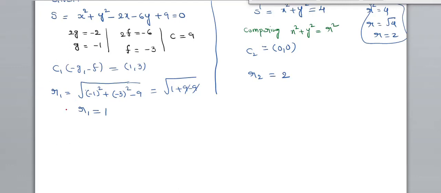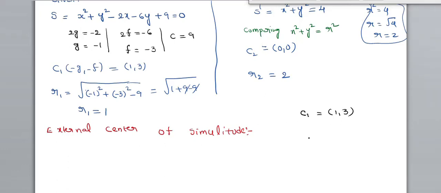External center of external similitude. So the formula. First, C1 value is (1, 3), C2 value is (0, 0), R1 value is 1, R2 value is 2.